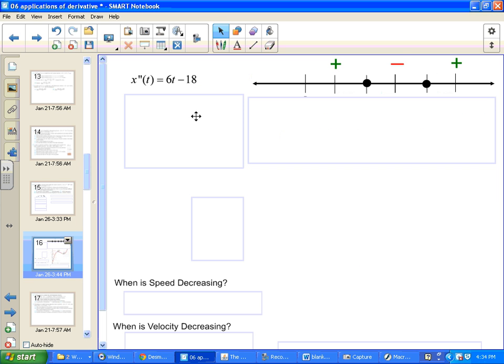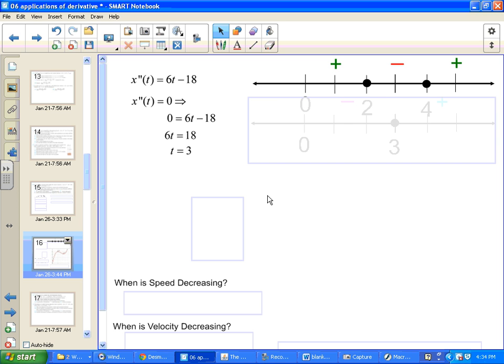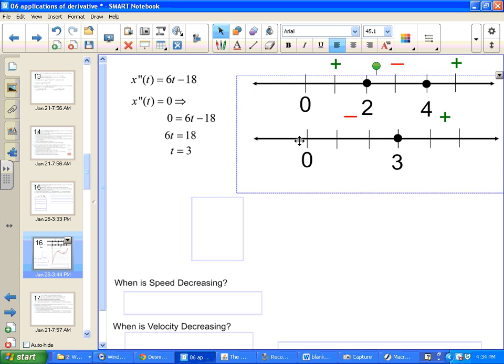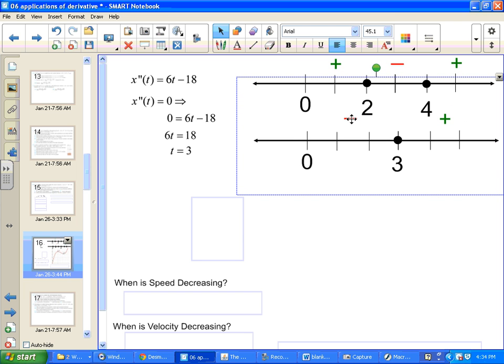We get to the second derivative, that's 6t minus 18. We set that equal to 0, and we get t equals 3. That's going to be our point of inflection. So we're going to compare the sign diagram for the first derivative against the sign diagram for the second derivative, noting that the acceleration is negative from 0 to 3 seconds. Acceleration is negative for the first 3 seconds, and acceleration is positive for the remainder of its course.